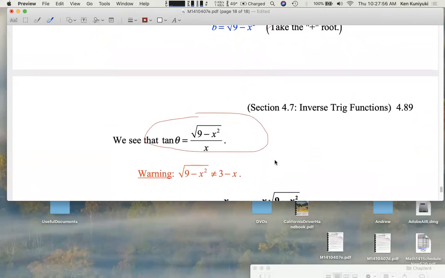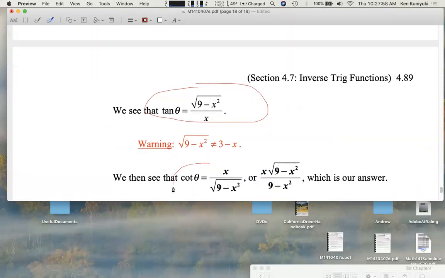Cotangent of theta is then x over the square root of 9 minus x squared. And we're done there. This is an algebraic expression in x. It's something we might have seen in chapters 0, 1, or 2. Think of the quadratic formula. We're allowed to have things like exponents, nice roots, things like that.